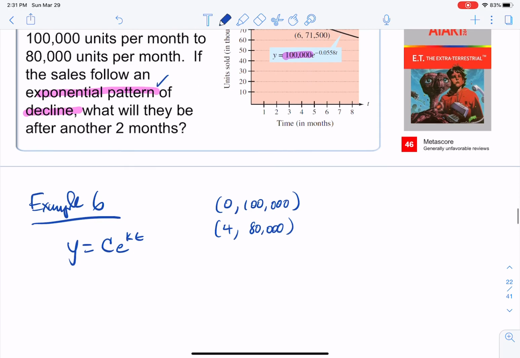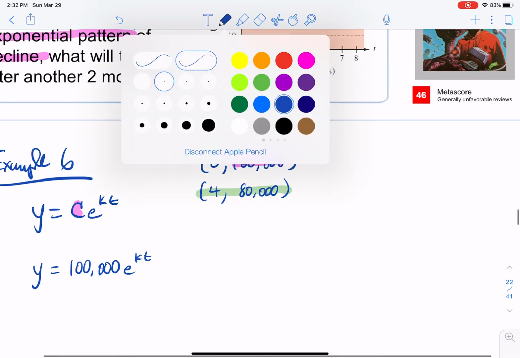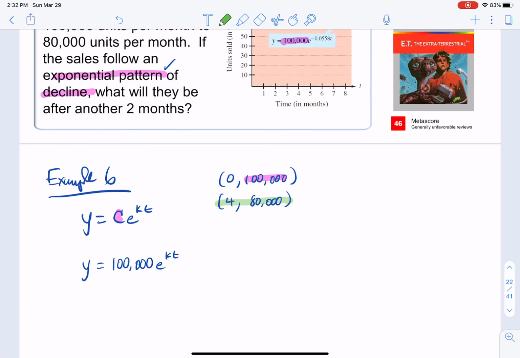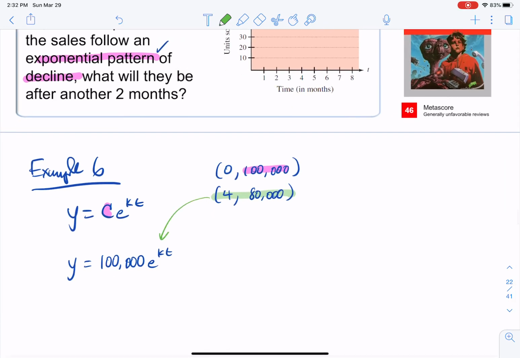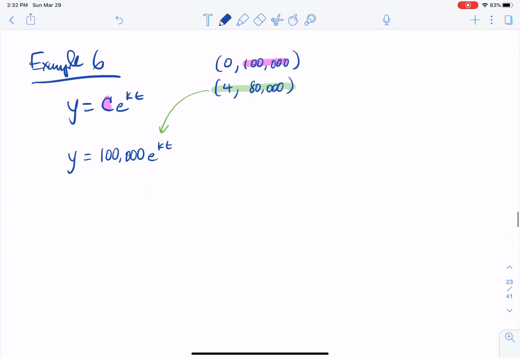The first one, extraordinarily easy. We just know that this is our initial value. It's the same thing as our c. Just plug it in. So we have the equation y is equal to 100,000 e to the kt. And now we have another variable to solve for. That's our k. And we're going to use our second point to solve for that one. Plug that in there, and then solve that thing for our k value.